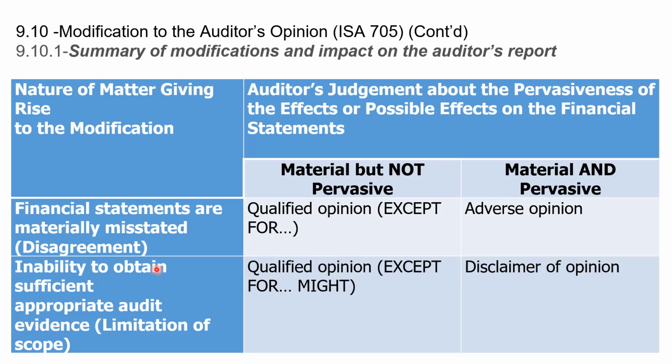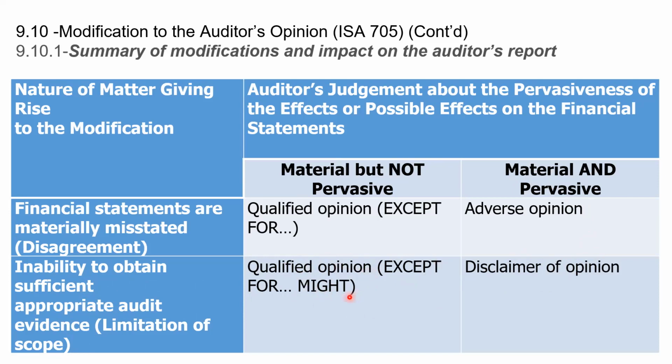Now let us come to the second instance, where the auditor is unable to obtain sufficient and appropriate audit evidence. If this situation is material but not pervasive, then he will issue a qualified except for might. But if his inability to obtain sufficient and appropriate audit evidence is both material and pervasive, then he will issue a disclaimer of opinion.